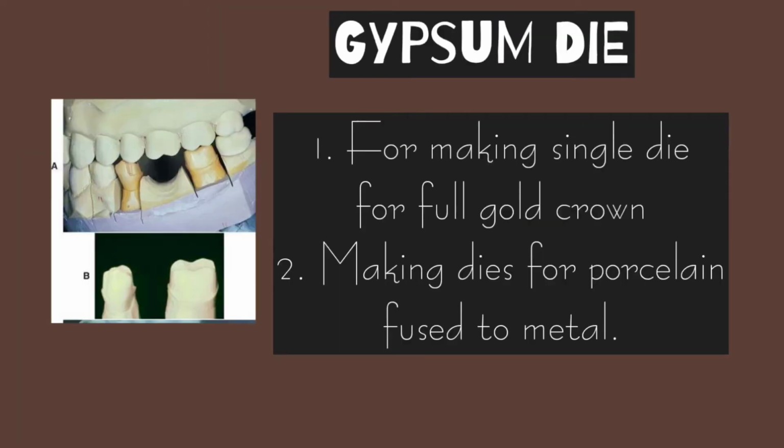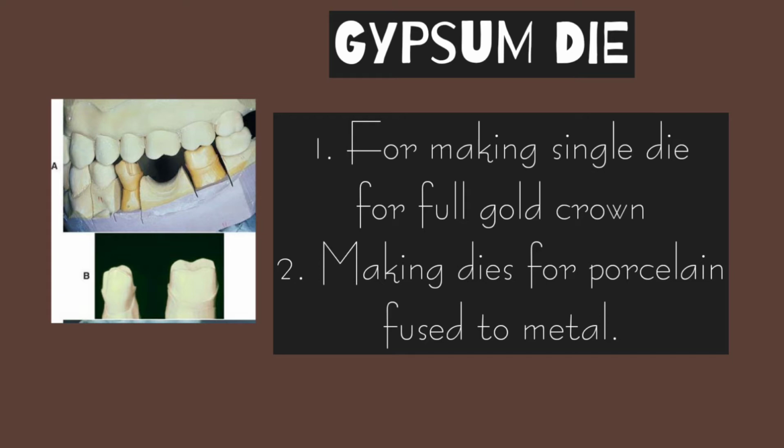Now we will discuss the uses of this gypsum die. They are used for making a single die for full crown preparation. They are used for making a single die in case of full gold crown preparation. Second, they are used for making dies for porcelain fused to metal. So basically they are used to make a single die.